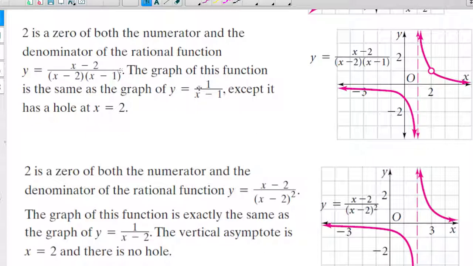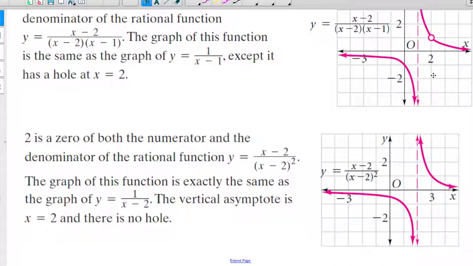But when you simplify that, you would have y equals 1 over x minus 1. So now graphing that y equals 1 over x minus 1 results in this. But you, again, cannot ignore that you have a hole at x is 2. So that's what this is representing.